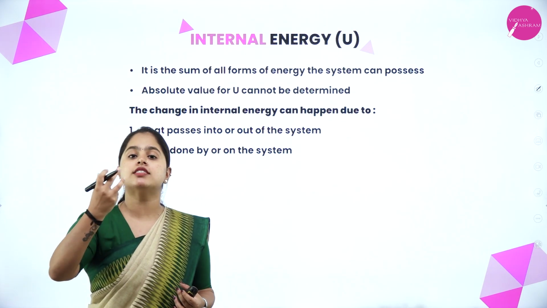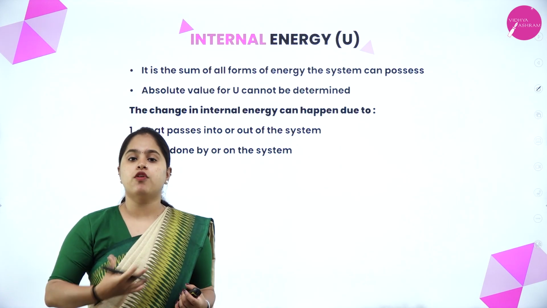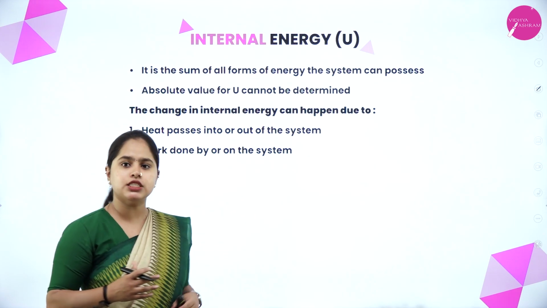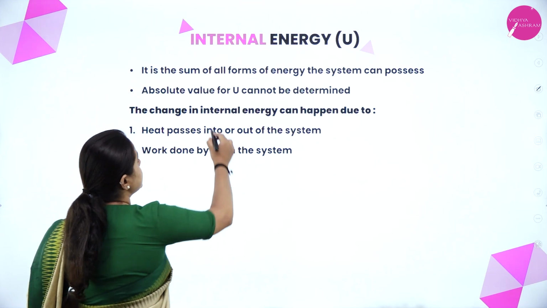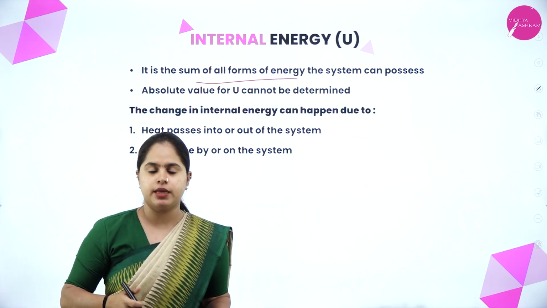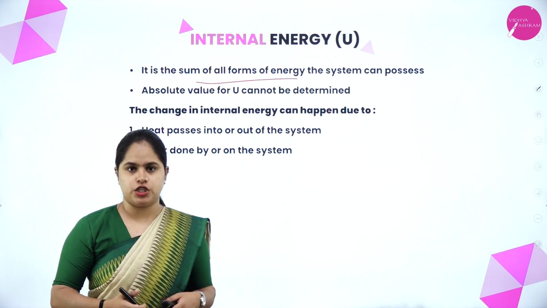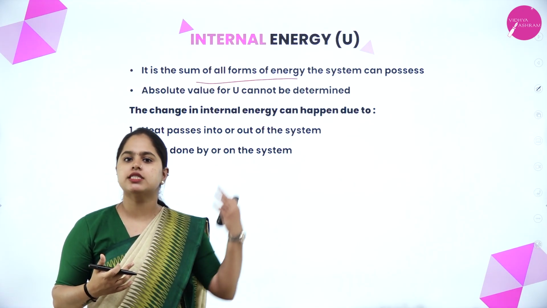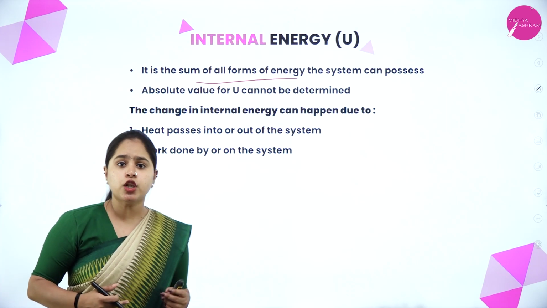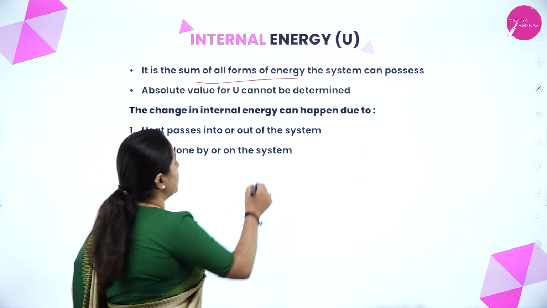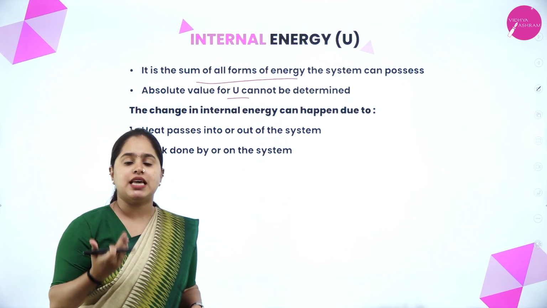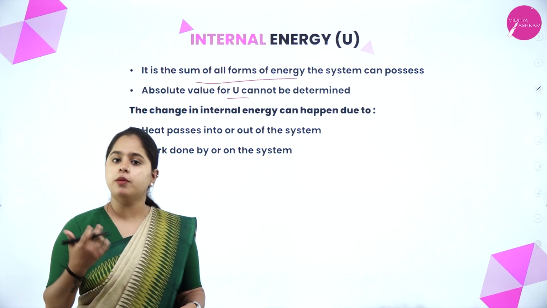Internal energy: if you are considering a system, the sum total of all the types of energy the system is having, the sum total of that is called internal energy, right? It is the sum of all forms of energy. It's not like the system is having only one type of energy. It can have various forms of energy, so the sum of all these types of energies gives you the internal energy. What you have to understand is that the absolute value for internal energy cannot be determined. Internal energy is represented by the symbol capital U, and the absolute value for U cannot be determined.